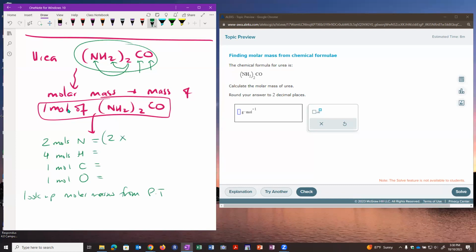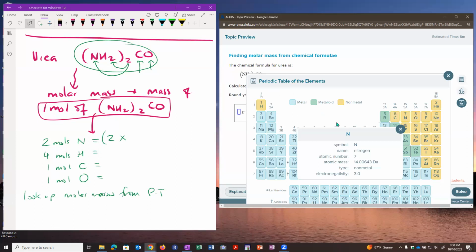So I have 2 times the molar mass of nitrogen. Using a periodic table, we can see that nitrogen has a molar mass of 14.01. I have 4 moles, so 4 times the molar mass of hydrogen, which is 1.01. I have 1 carbon. Carbon is 12.01, sorry. And then oxygen, we have 1 oxygen, and that's 16.00. So we simply sum them all together at the end. And whatever we get, that's going to be your molar mass.